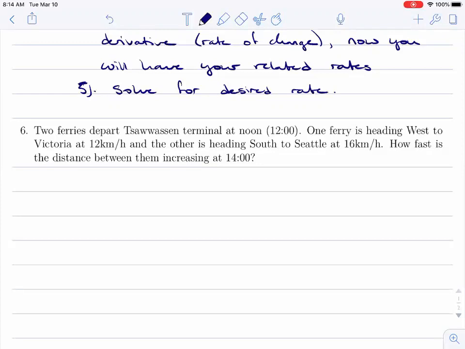The second type that we could have is a street light one that we're going to do. With a street light or a flashlight, usually it has something to do with how the shadow moves. So as you move towards a light, how does the rate of your shadow's height, for example, change?